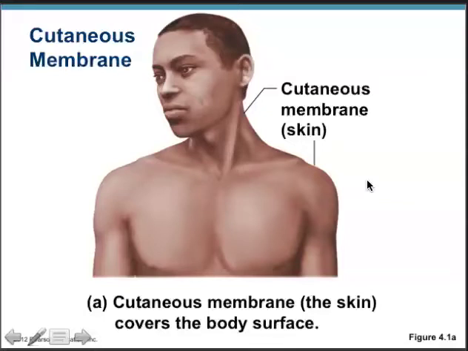In addition to that, the secretions of the skin have an antibacterial function in the sweat and in the oils that are produced by the sudoriferous and sebaceous glands. This retards bacterial growth, it keeps the skin supple, maintains our fluid balance, and so it has this protective and homeostatic role for the entire body.